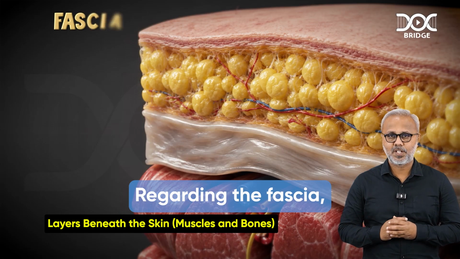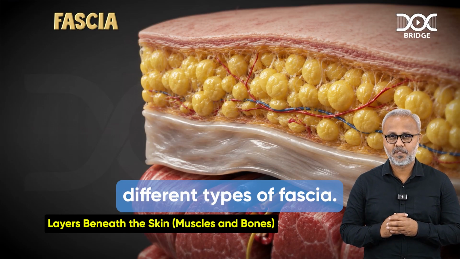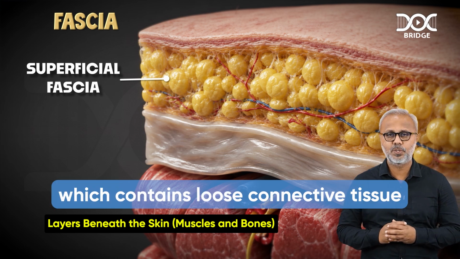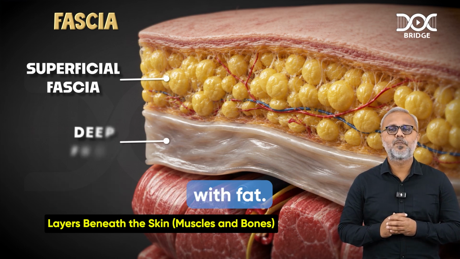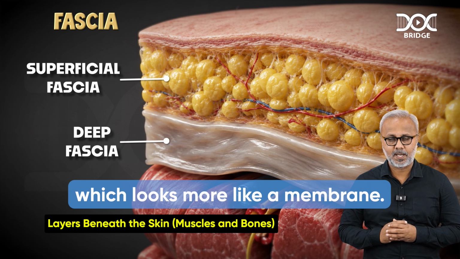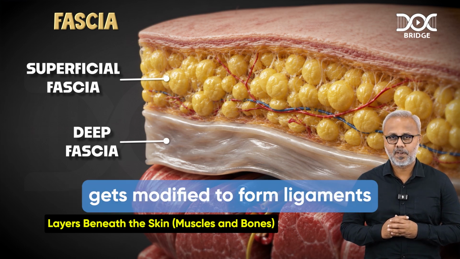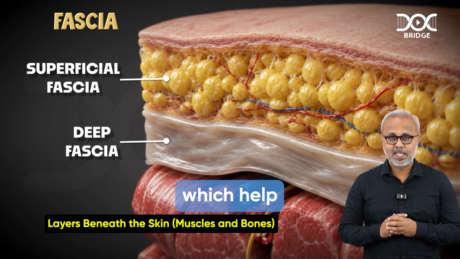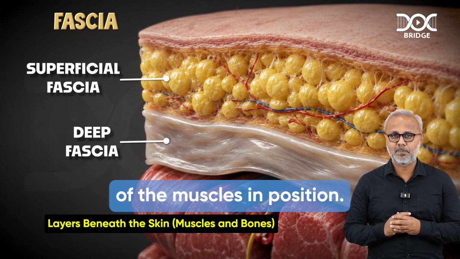Regarding the fascia, we learned there are two different types of fascia. One is superficial fascia, which contains loose connective tissue with fat. Deep fascia, which looks more like a membrane. Deep fascia gets modified to form ligaments, retinacula, which help keep the tendons of the muscles in position.